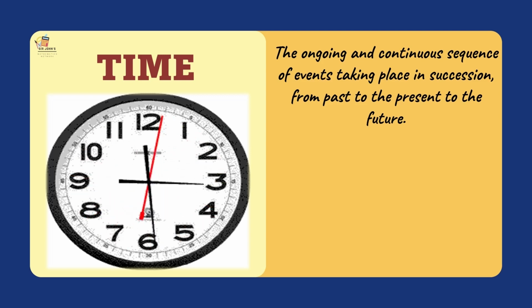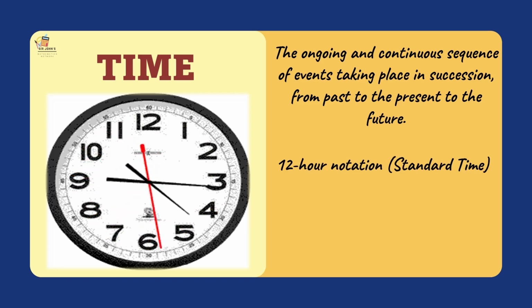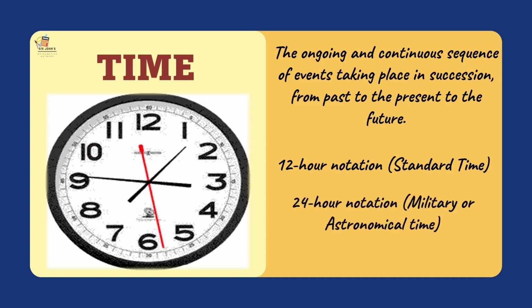Currently, there are two types of notation in stating time. The 12-hour notation or standard time makes use of AM and PM to distinguish between the time from 12 midnight to 12 noon and from 12 noon to 12 midnight. But this sometimes leads to ambiguity when the suffix of AM and PM are left out. That's why we have the 24-hour notation, or the so-called military or astronomical time.